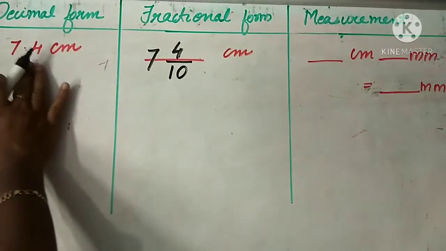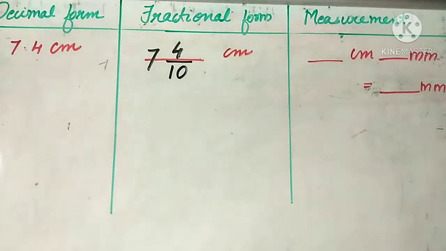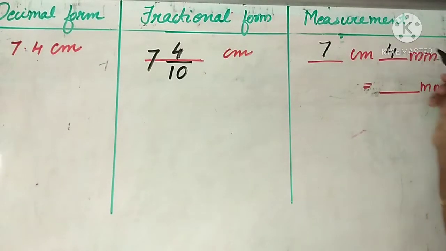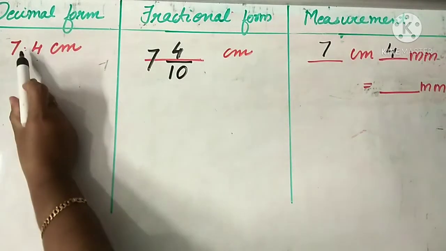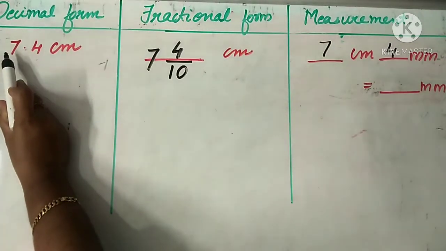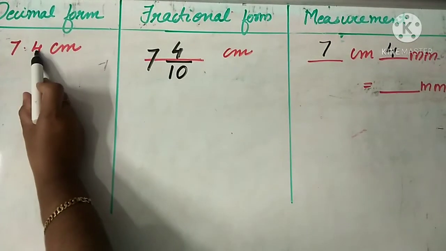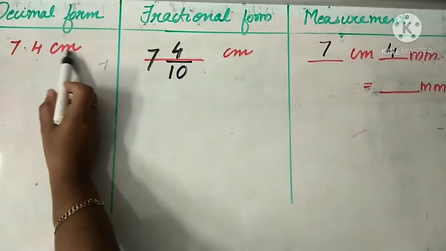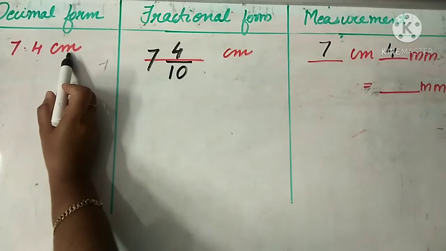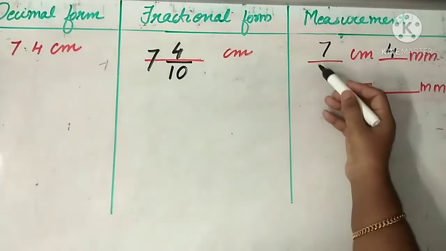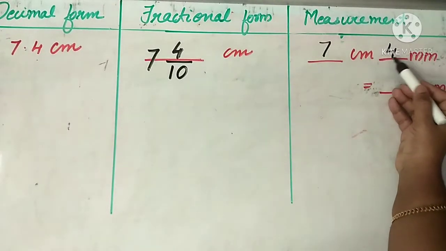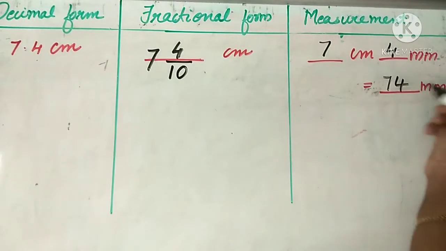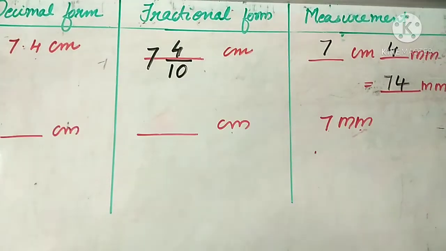This 7.4 centimeter we can write as 7 centimeter and 4 millimeter. The number before the decimal point is centimeter and after the decimal point is millimeter. 4 is the next smaller unit of centimeter, that is millimeter. 7 centimeter, 4 millimeter. When we take together, we can write 74 millimeter.